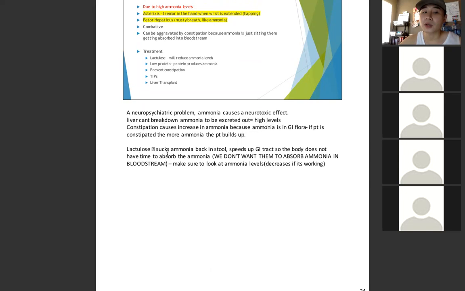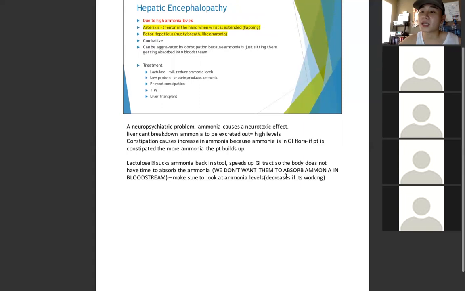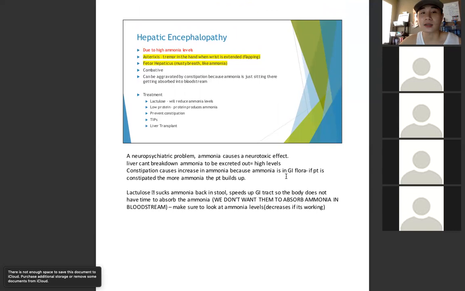Lactulose pulls ammonia back into the stool. It speeds up the GI tract because it is a laxative, so the body does not have time to absorb the ammonia. We don't want them to absorb ammonia into the bloodstream. So make sure to look at the ammonia level to evaluate whether the medication is working or not. And yes, it is a laxative, so the patient will poop a lot.